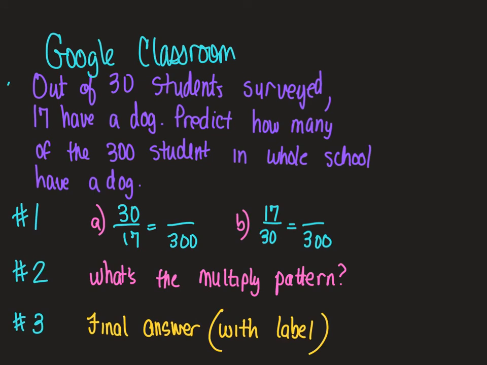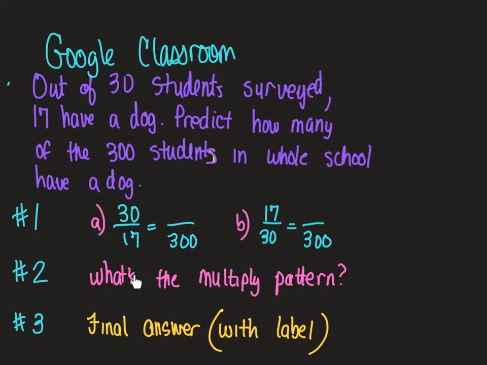All right, here's your Google Classroom questions. So I've written a word problem, and I have 3 questions about this word problem. Out of 30 students surveyed, 17 have a dog. Predict how many of the 300 students in the whole school have a dog. So question 1, is this how we make our 2 fractions, or is part B how we make our 2 fractions? So you're going to type in A, or you're going to type in B into Google Classroom, just the letter A or just the letter B.